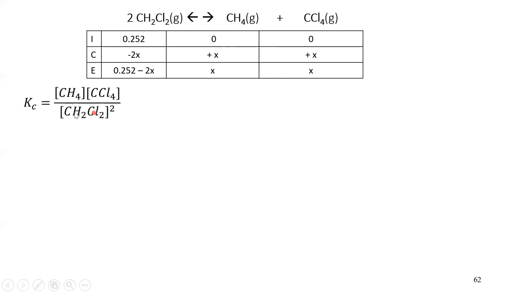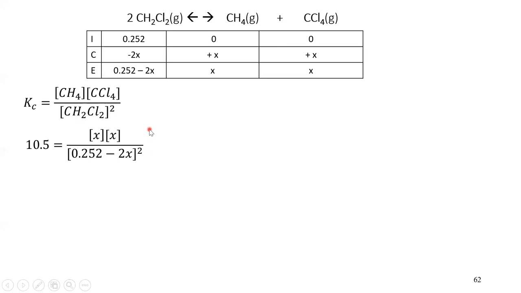Now you want to fill in what you know. So we know K, and we are going to plug in these values for equilibrium. So plug into our equilibrium expression what you know. So we have 10.5. This was given to us. We don't know CH4, but it's X based on the stoichiometry in the balanced equation. We don't know CCl4, carbon tetrachloride, but it's X. And we don't know CH2Cl2, but it's going to be the initial amount minus the amount that reacts. And we have to remember that because we squared it in the expression, we're squaring it here.